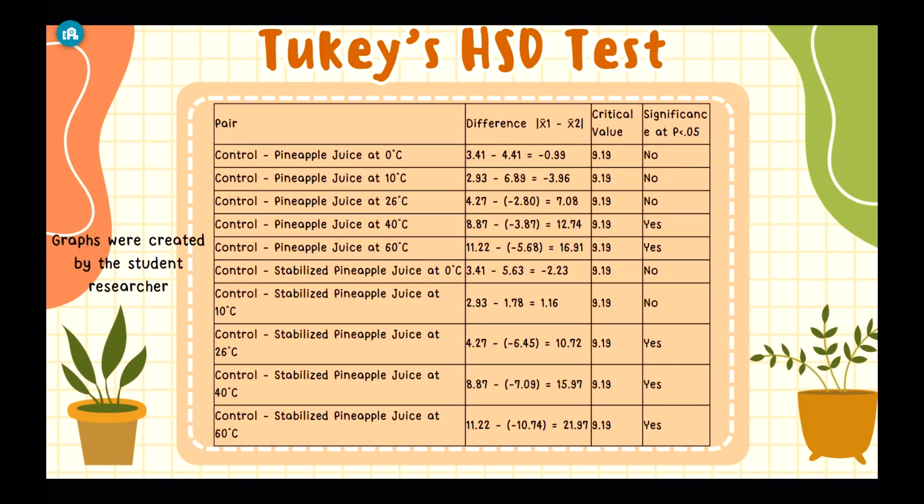Further analysis utilizing Tukey's test revealed a significant difference between the solutions for bromelain present in distilled water solutions for the 5 treatments. Using the critical value 9.19, a significant difference was found for stabilized pineapple juice at 26, 40, and 60 degrees Celsius, while a significant difference for pineapple juice was only found at 40 and 60 degrees Celsius.